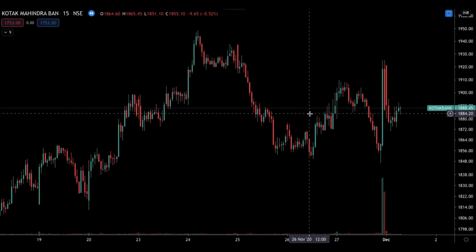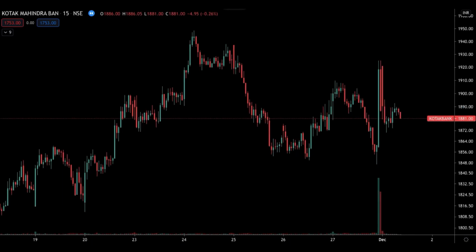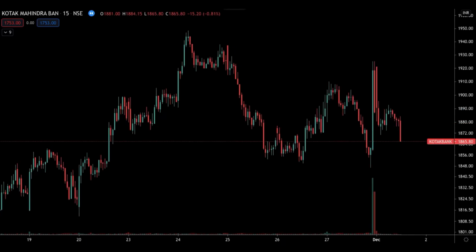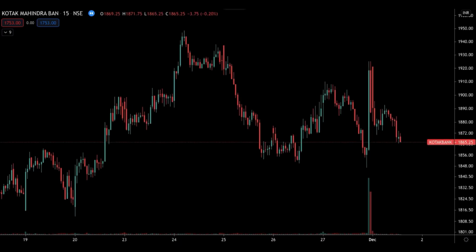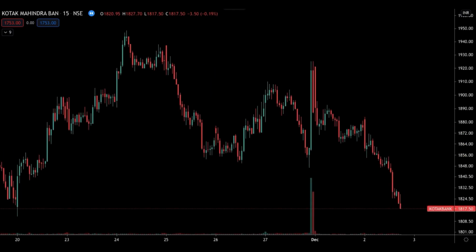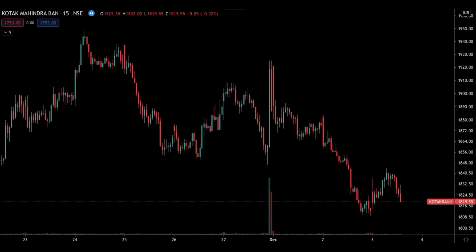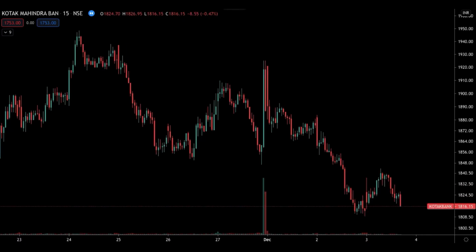Kotak Bank at 1888.45. Where are we? 1st December 2020, 11 am. The stock has started a small downtrend. The first thing in our pattern. Now it has formed a sort of a bottom, a low, and a high. So we need to just wait for our second point to draw our trend line.